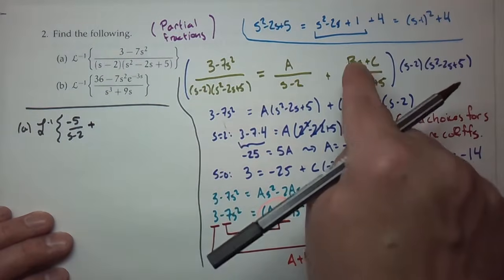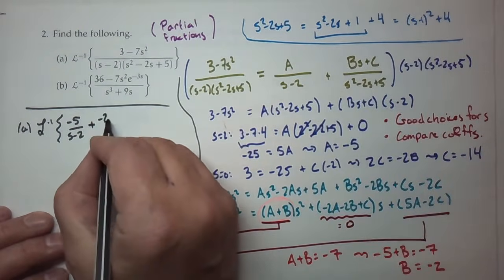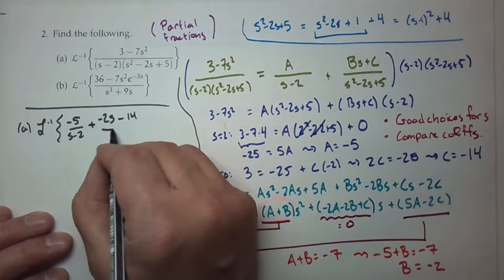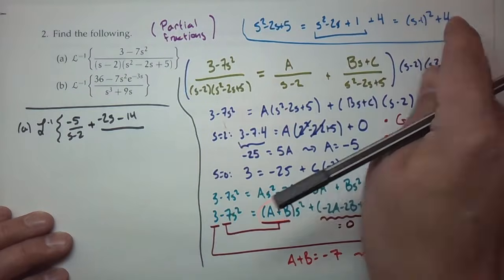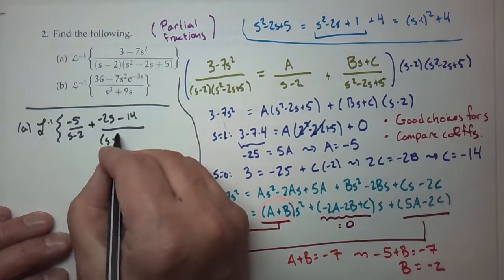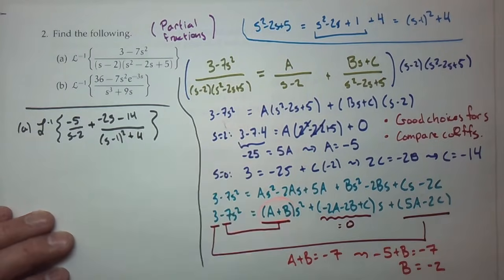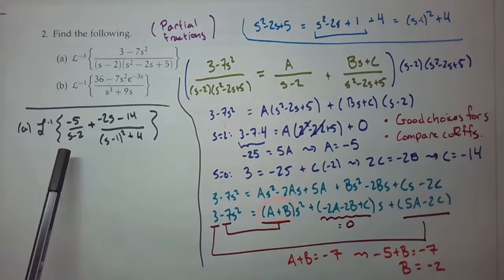Okay, B times s minus 2s. C minus 14. Now we're going to use the complete the square work we did. s minus 1 squared plus 4. All right. Are we good to go with the first part? Yes. Are we good to go with the second part? Not yet. All right. What's the issue?